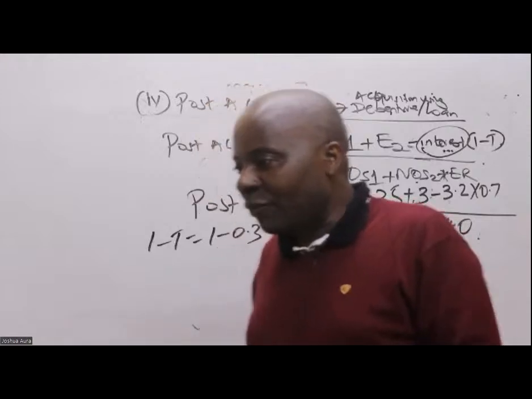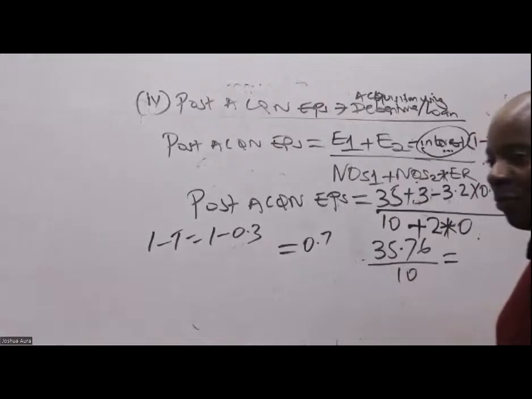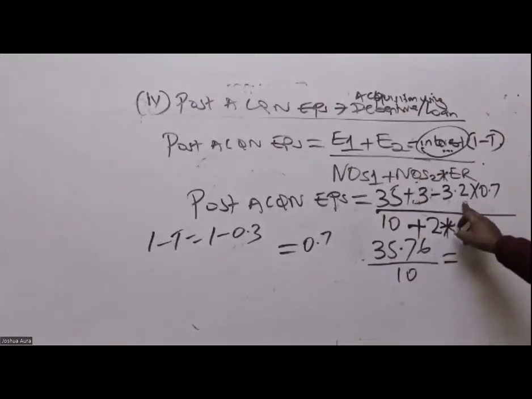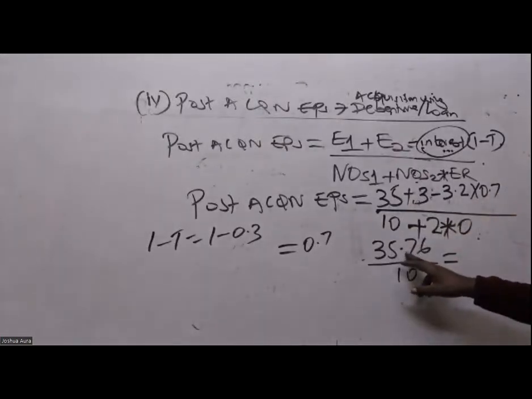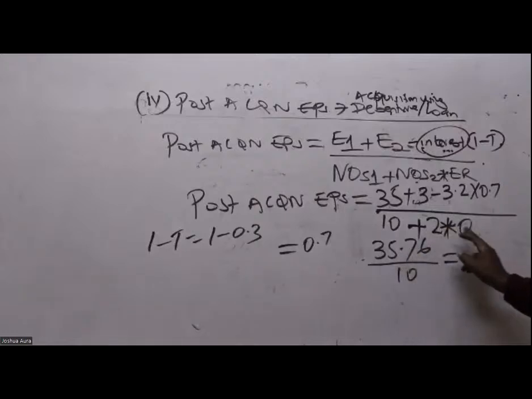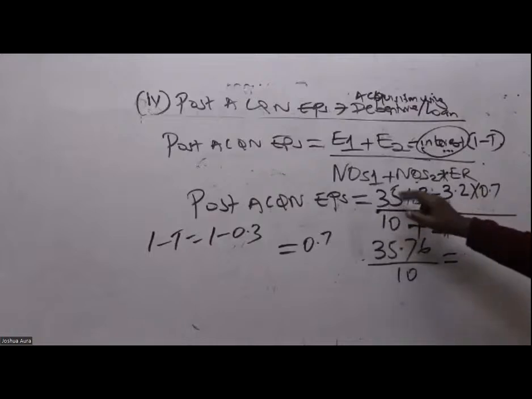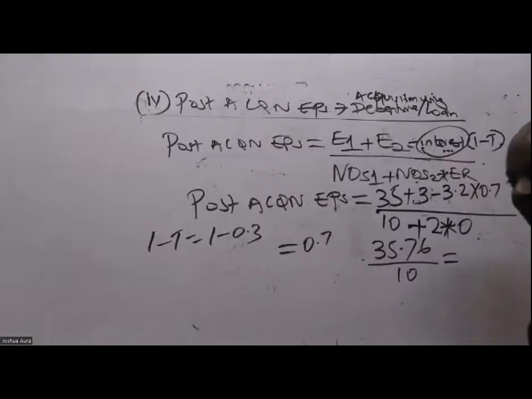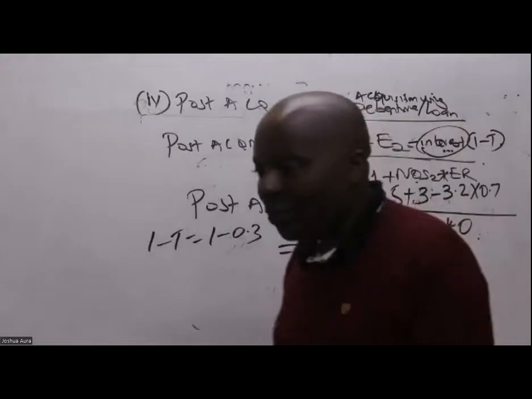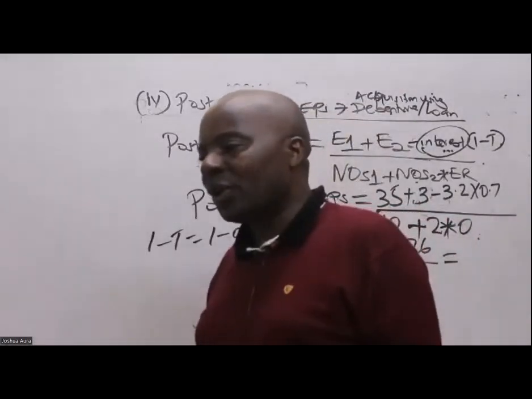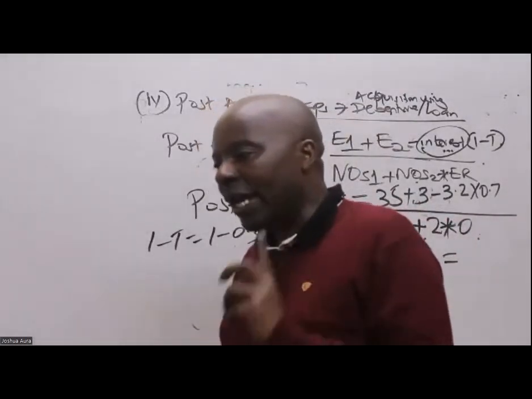Leshanta is getting 4.57. Leshanta, are you sure you used this properly? Because you see the numerator here is 35.76, and this is 10. But sometimes ensure that you don't put brackets: 35 plus 3 minus this, times 0.7. Let's check again. Don't worry, we shall overcome. So in this case, the normal exchange rate is the offer price over the MPS of the predator.